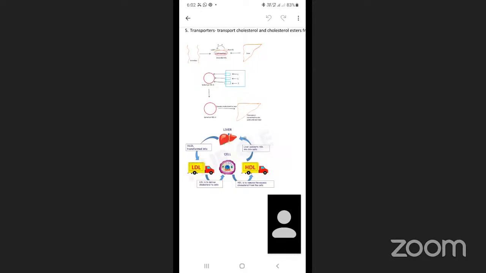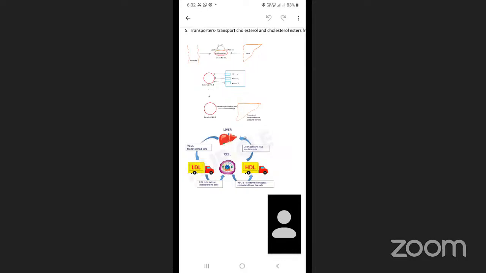Now, the spherical HDL3 is going to receive cholesterol and cholesterol esters from peripheral organs via the transporter that has been shown. It receives more and more cholesterol, and by the activity of LCAT, that cholesterol is converted into cholesterol esters, which are internalized. So you have more and more space on the periphery. By this, spherical HDL3 is converted into spherical HDL2.